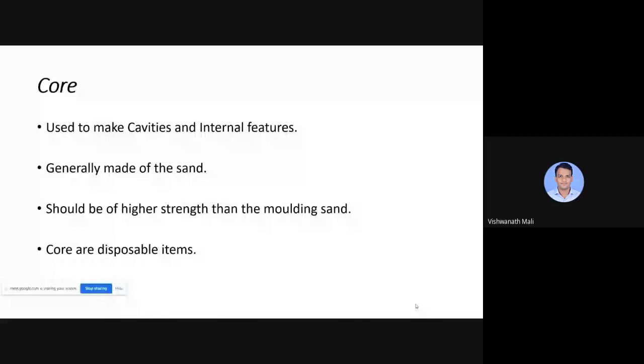Today we are going to see the core part. Generally, we use core to make the hollow part or cavities and internal features in the part.